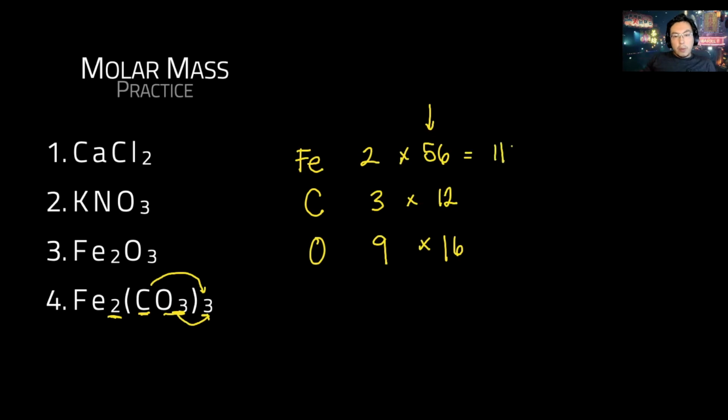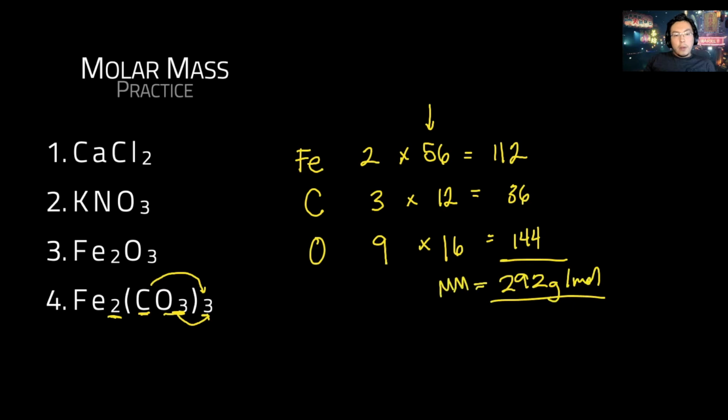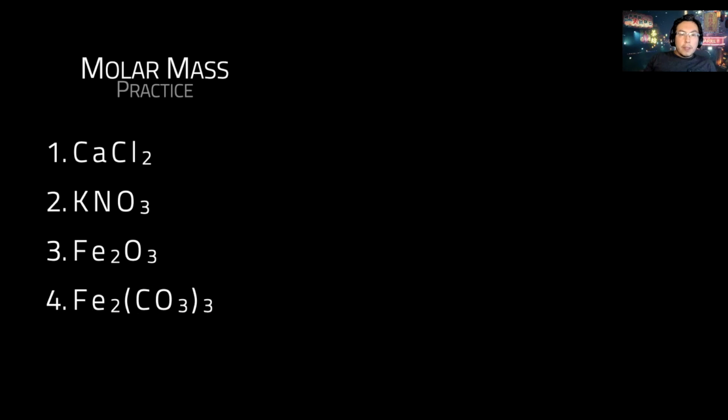So how much do we have? In here we have 112. In here we have 36. And 9 times 16 is 144. So 144 and 36. Now we add these numbers and we get 292 grams per mole. This is the molar mass for iron(III) carbonate. CO3 is carbonate, a polyatomic ion. All right, let's continue.